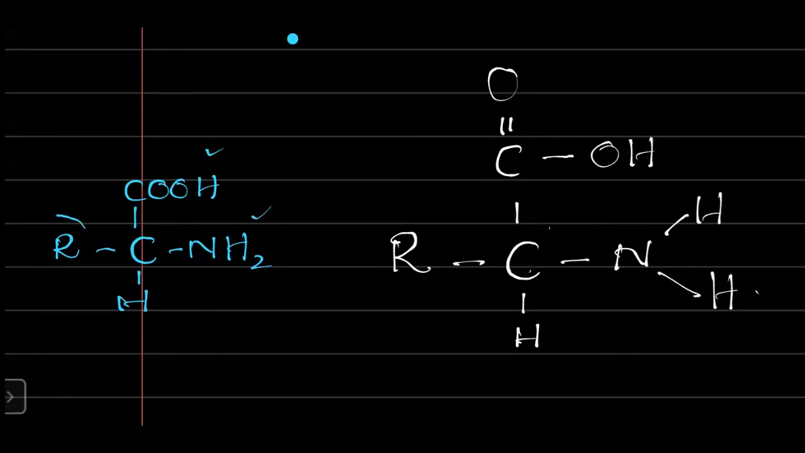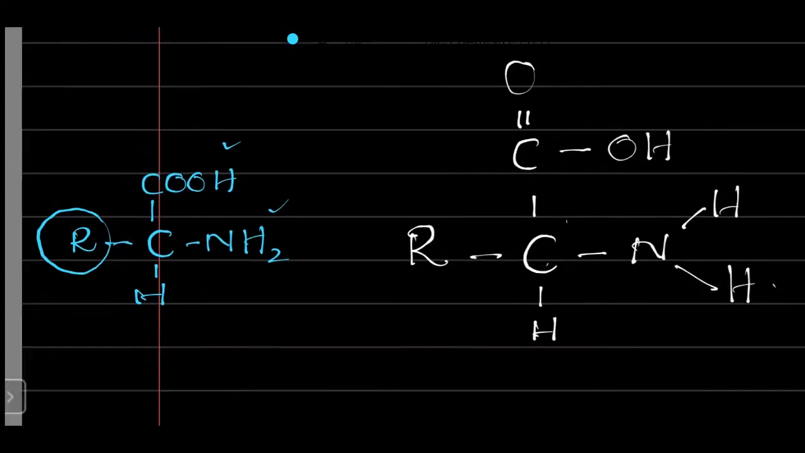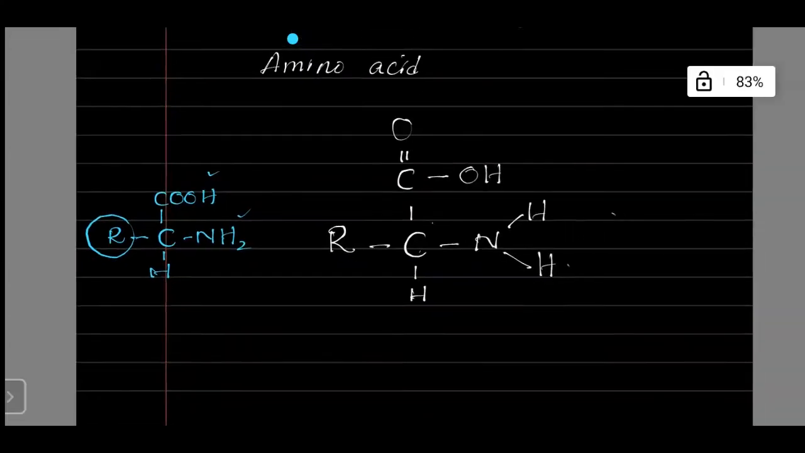Only different, only variable thing is this R, the alkyl group. This may be methyl ether or sometimes sulfur containing units are added here. Then the amino acid is altered. This is the structure of this amino acid. Okay, good.